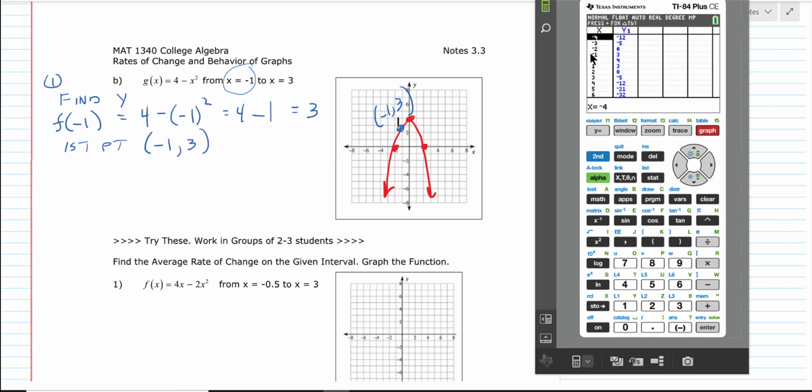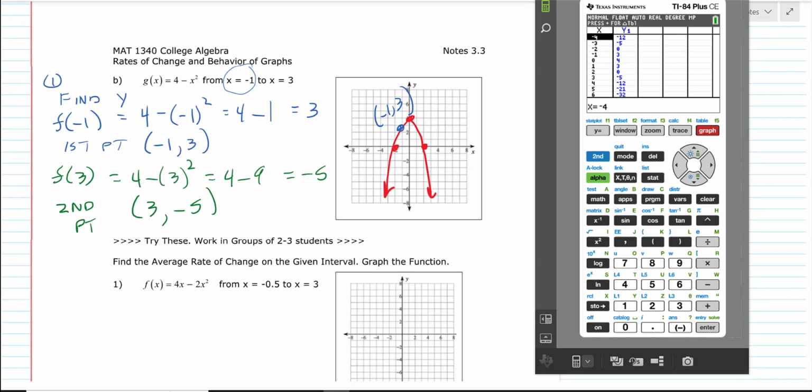Then I'm going to do the other y value, f of 3. So I'm going to do 4 minus 3 to the second. That is 4 minus 9, so that's -5. That gives you your second point: x is 3, y is -5. Now look at the table of values I got. You can see 3, -5 there. So label that point 3, -5.